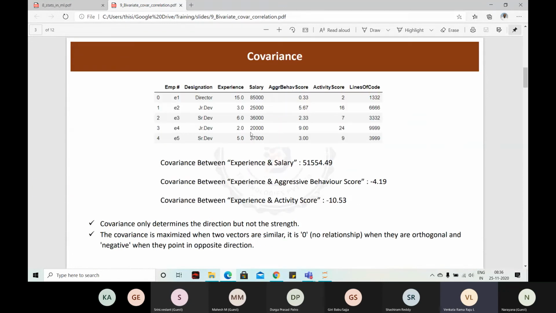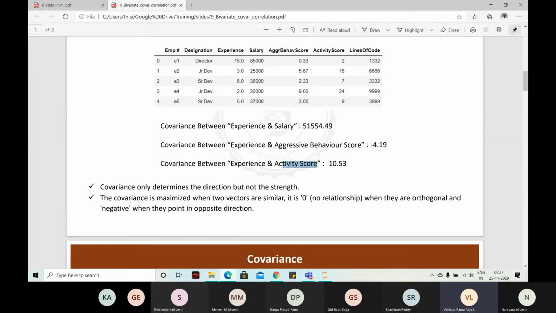The problem with covariance is this: I've taken the same data set, and I calculated covariance between experience and salary. I've got 51,000. I've calculated covariance between experience and aggressive behavior score, and I've got a negative number. Experience and activity score, also a negative number. But 55,000 is a big positive number, while these negative numbers are small. Is the relationship too strong here or too weak here? We don't know. Whether it is negative or positive, it can be weak or strong.